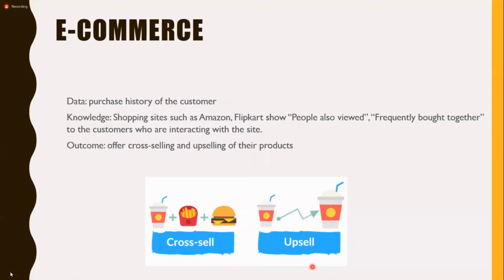If a customer is willing to purchase a 50 ml Coke, and some offers are given so that the user gets tempted to buy the 100 ml Coke. For example, if a 50 ml Coke is 100 rupees and a 100 ml Coke is 150 rupees, surely they will try to buy the 100 ml Coke. That is called upselling. So this cross-selling and upselling of products can be the outcome of this data mining application.